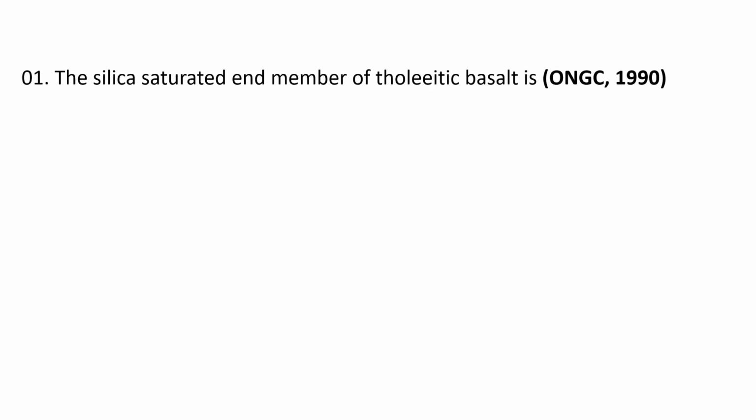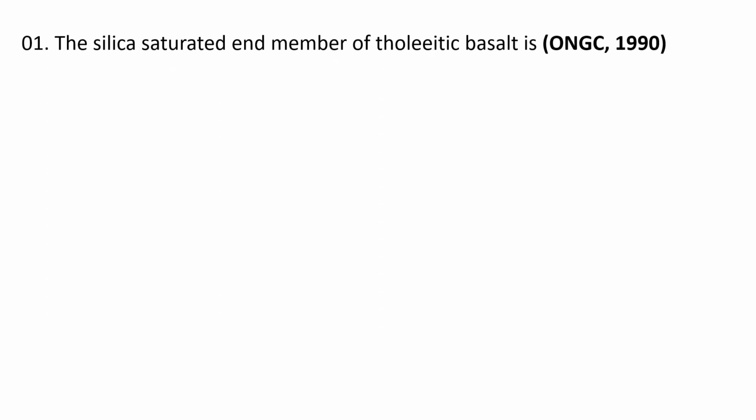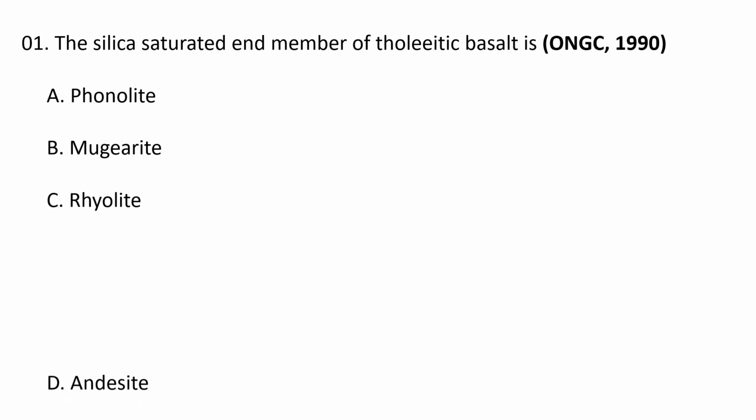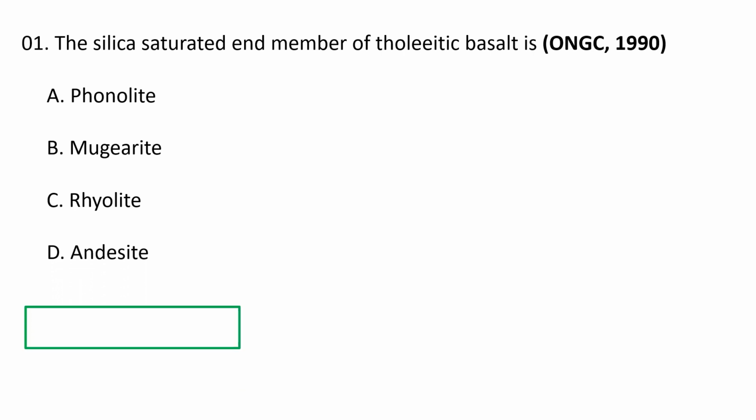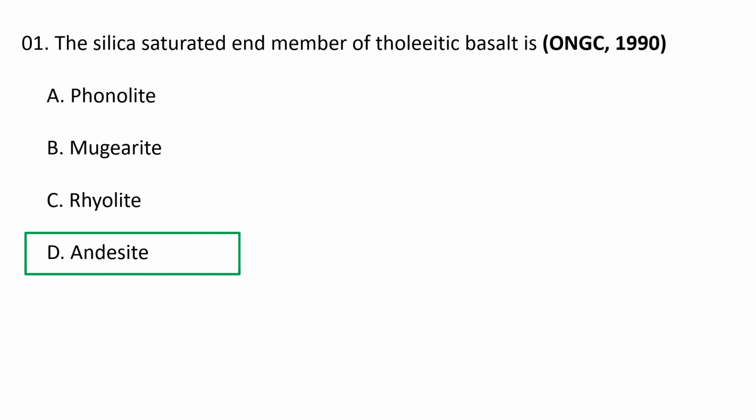First question. The silica saturated end member of tholeiitic basalt is? This question was asked in the ONGC 1990 exam. Choices given are A. Phonolite, B. Mugearite, C. Rhyolite and D. Andesite. So the correct answer is D. Andesite. So the silica saturated end member of the tholeiitic basalt is andesite.